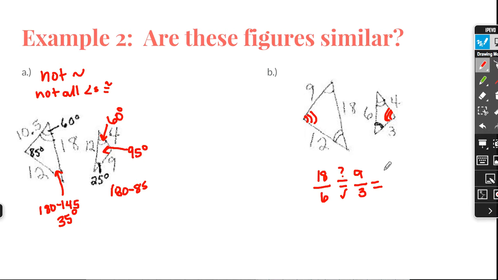So our last set of sides will be 12 in the big triangle. And in the small triangle, it is 4. And 12 over 4 also reduces to 3 to 1. So all of these have a ratio of 3 to 1. So 3 to 1 makes it similar. So these are similar triangles.